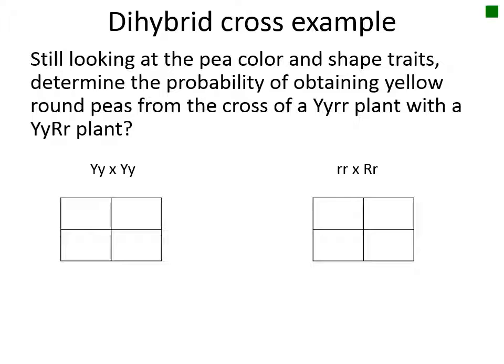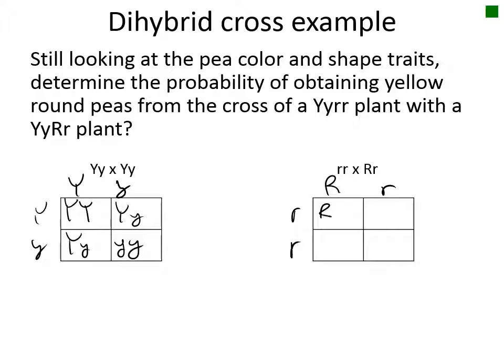monohybrid crosses first, and fill out the Punnett squares. And then the second Punnett square. Next, we will calculate the probability of just the offspring the question is asking for. The question wants to know what is the chance we will attain a plant with yellow, round peas.